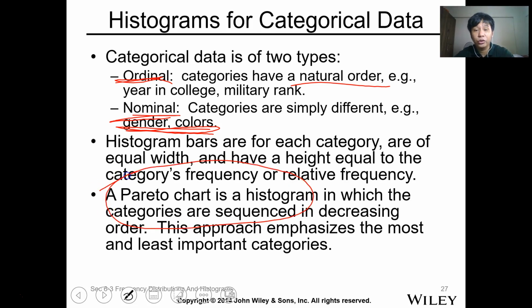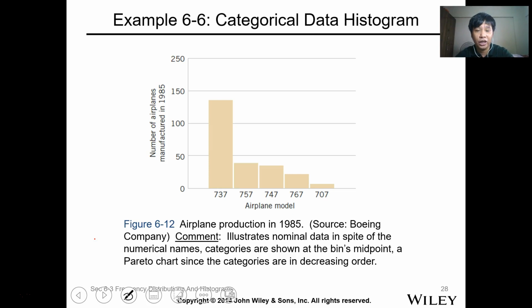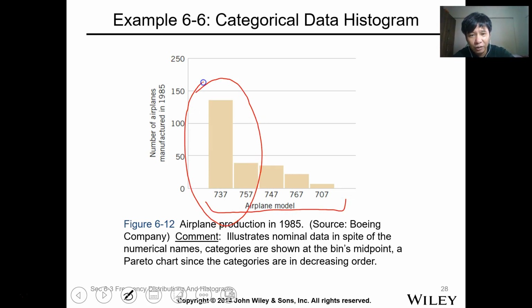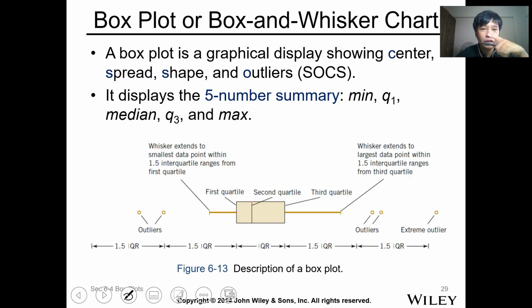Usually, we do a Pareto chart where we arrange the parameter or the frequency in decreasing order. Decreasing order siya. So, ano itsura niya? Ayan. So, from here, makikita nyo that majority of the data, this one is airplane production, is the 737 and 757 model. Okay?